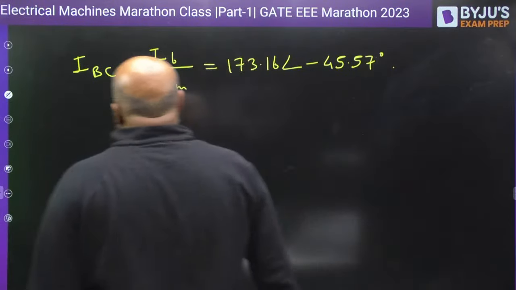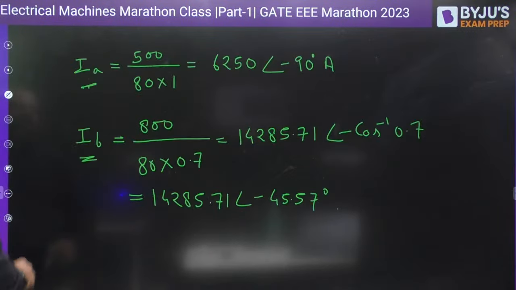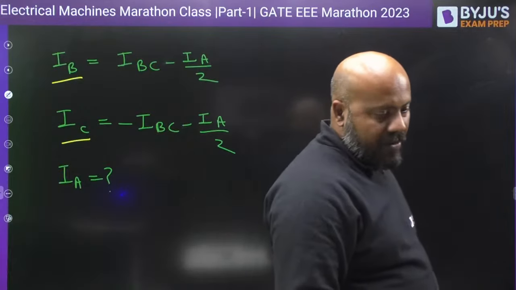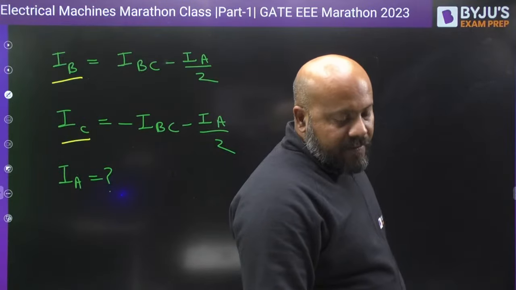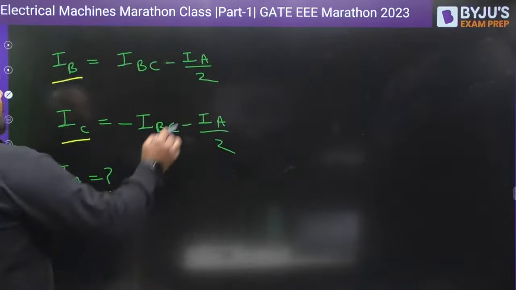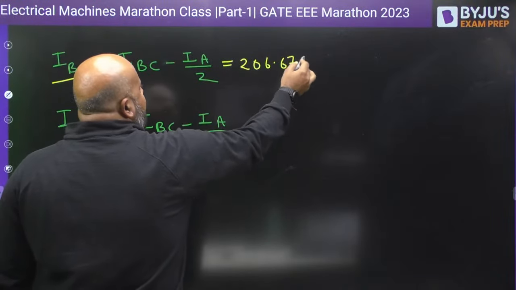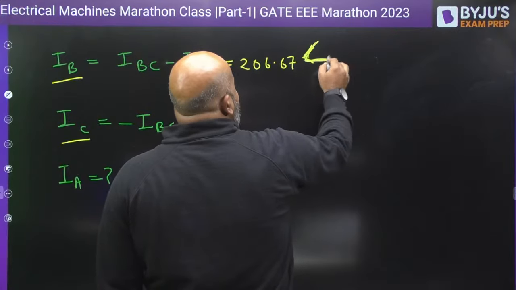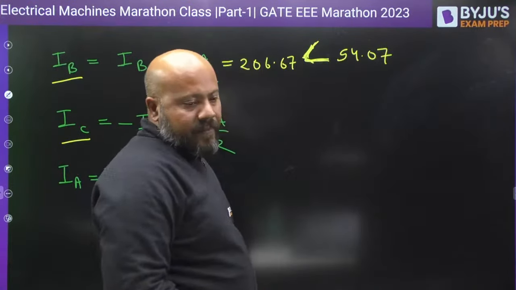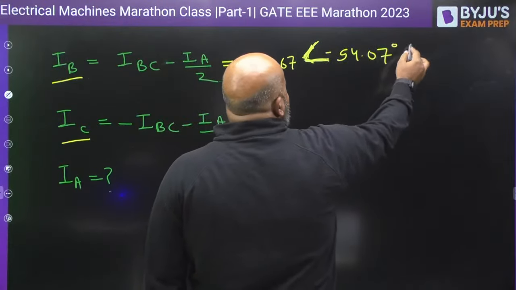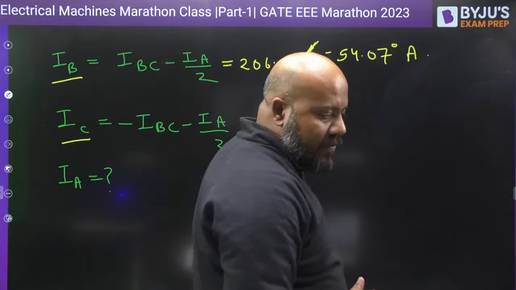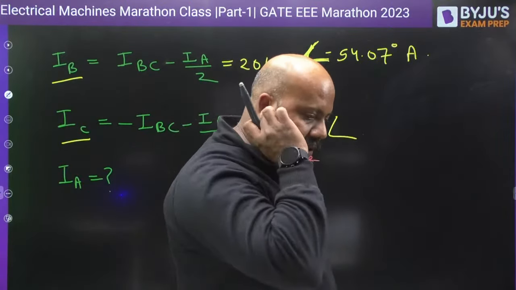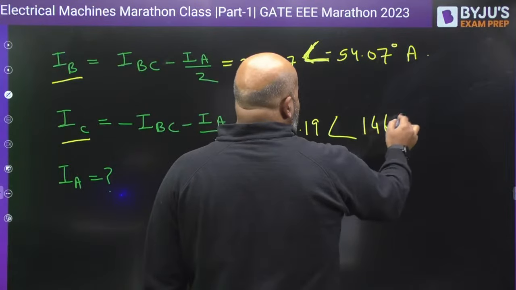Now if you have IBC, if you have IA, can you calculate what is IB and IC? So you know what is IA, IB and IC. As per my reference, I am giving you the values. You can cross check it later on. IB you must be getting 206.67, angle is minus 54.07. IC you must be getting 145.19, angle is 146.6 degrees.